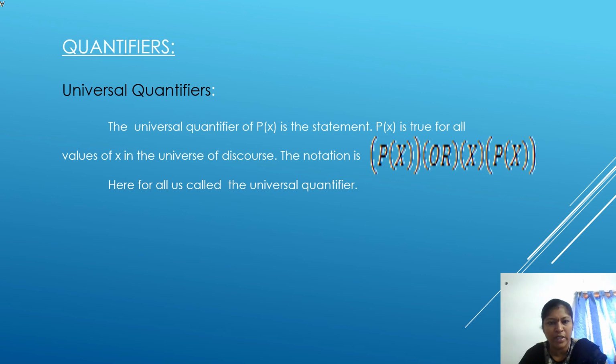Quantifiers. The universal quantifier: P of x is the statement that P of x is true for all values of x in the universe of discourse. Then it is denoted by for all x, P of x. Here the universal quantifier is denoted by the symbol for all.